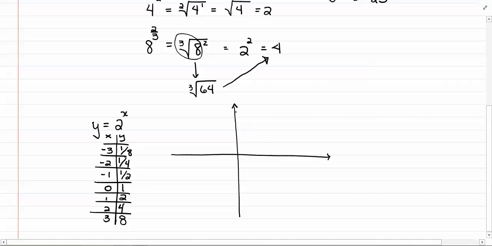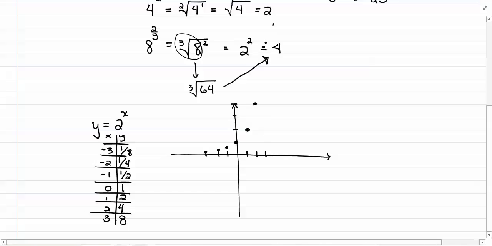you're going to see at negative 3, it's a tiny little fraction, but it's above the x-axis. At negative 2, it comes up a little bit. Negative 1, it's a half. And then at 0, it's at 1. That's the y-intercept. At 1, it goes up to 2. And at 2, it starts shooting up a little faster. And at 3, it's all the way up to 8.